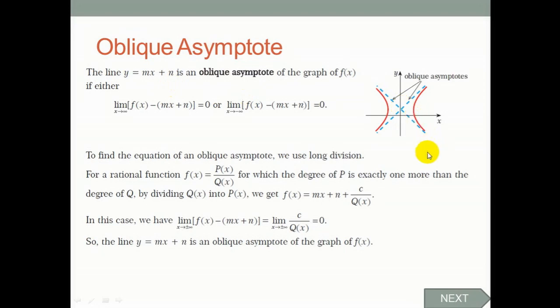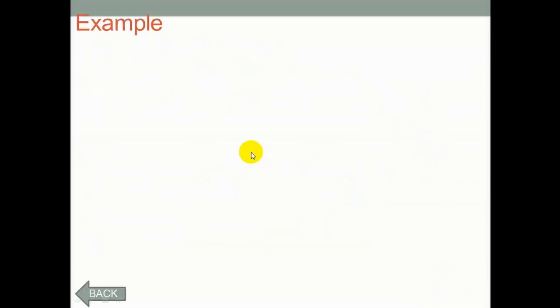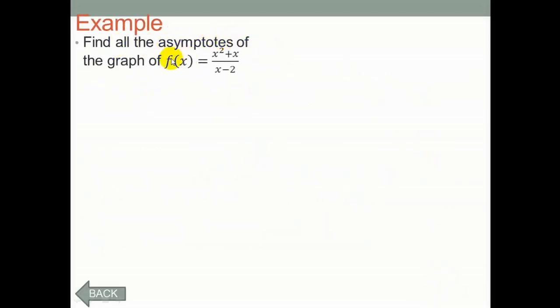So let's find out with an example. Find the asymptotes of the graph of f(x) equals x squared plus x over x minus 2. Maybe you're curious how to tell the difference from the vertical and horizontal asymptotes. Here the numerator has degree 2 and the denominator has degree 1, so the degrees differ by exactly 1. I will say the numerator is one degree bigger than the denominator. So this one is exactly an oblique asymptote.